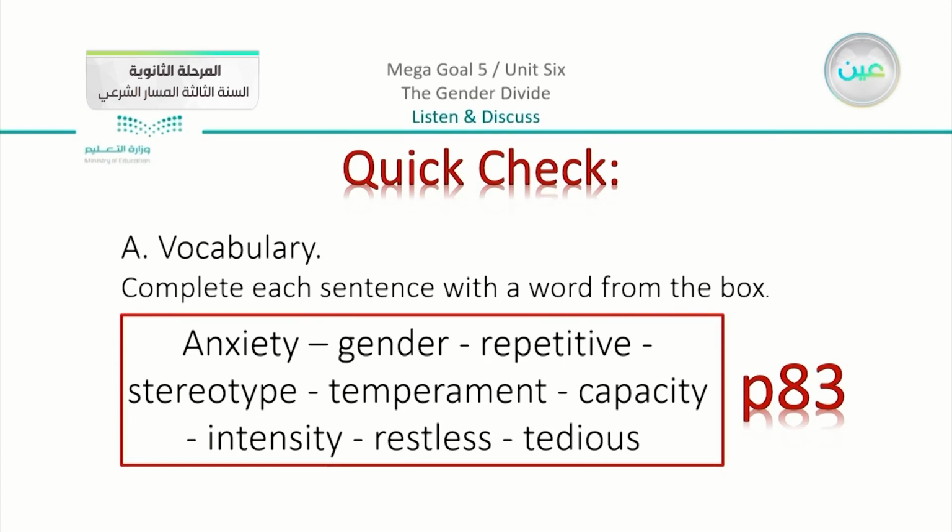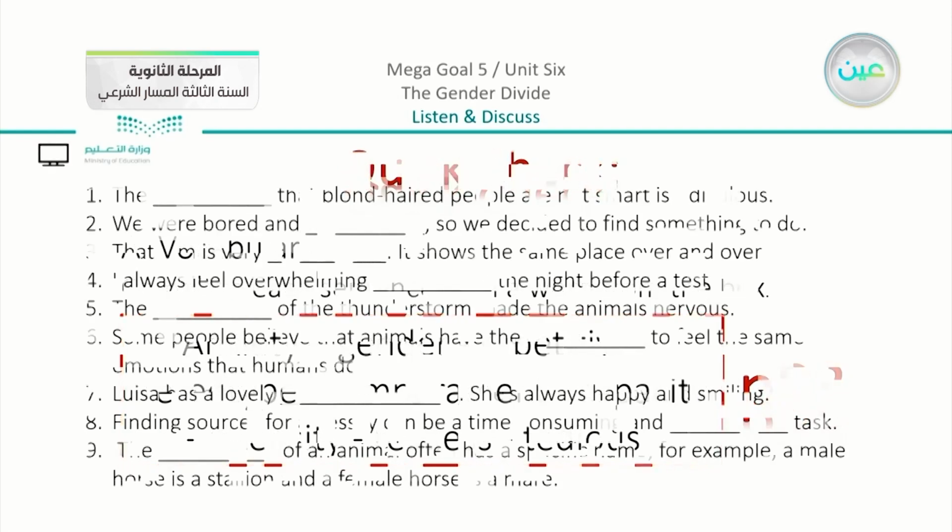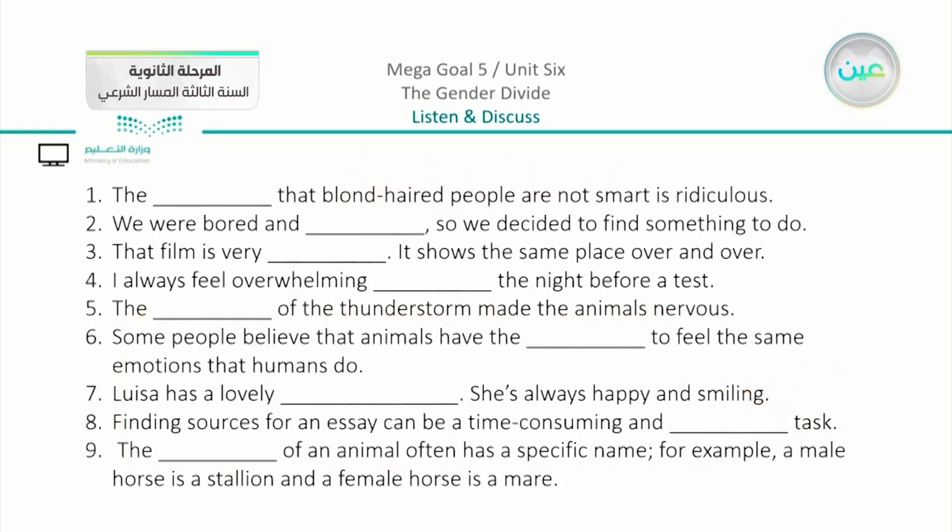On page number 83, you can see that we have here our words, which are anxiety, gender, repetitive, stereotype, temperament, capacity, intensity, restless, and tedious. Now moving on, we have our exercise, which is to fill in the blanks with the suitable word.